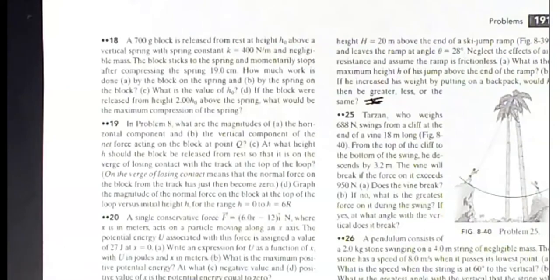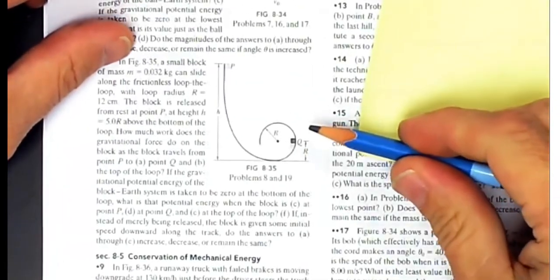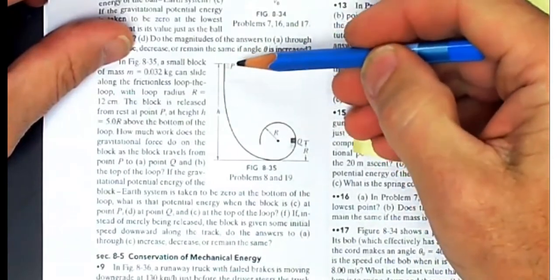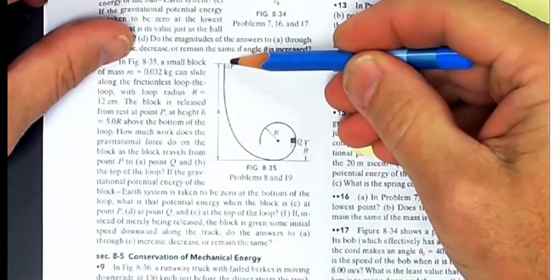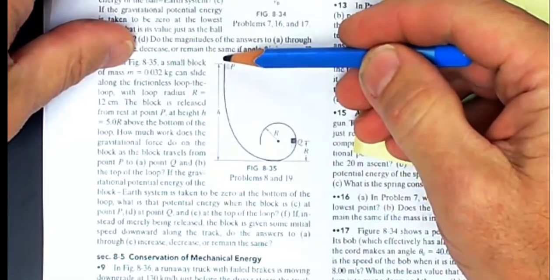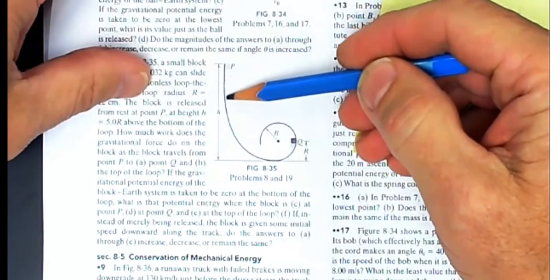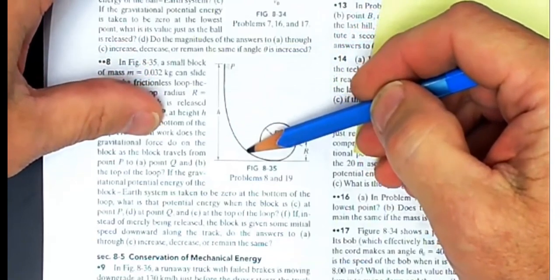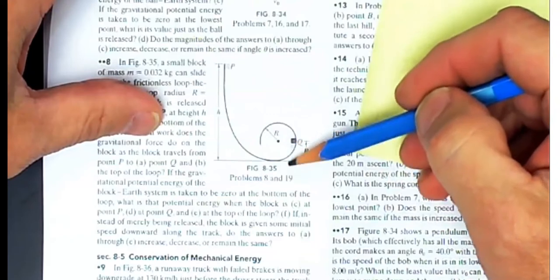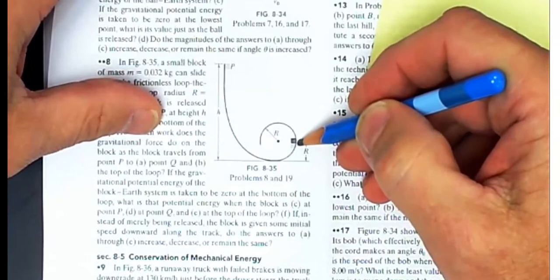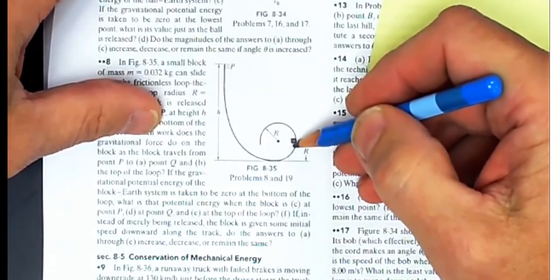Number 19. In problem number 8, so that's this picture right here. It's hard for me to show both at the same time, so let's just describe what we're looking at here. We've got a track, and it starts at height h. It's going to come sliding down, and as it falls, the potential energy is changing to kinetic energy. It's speeding up, and then it's going to move into this circular track of radius r, and they're going to ask us questions about what's happening right here at this location.